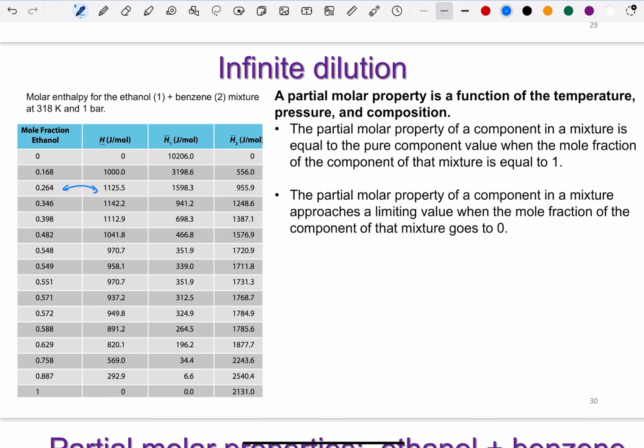And from some magical relationship that I'm not showing here, I have the partial molar properties, basically partial molar enthalpy of this mixture, given the H1 bar and H2 bar over there too. So the next two columns are the partial molar properties.